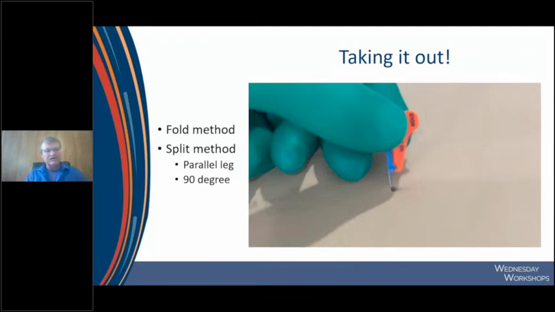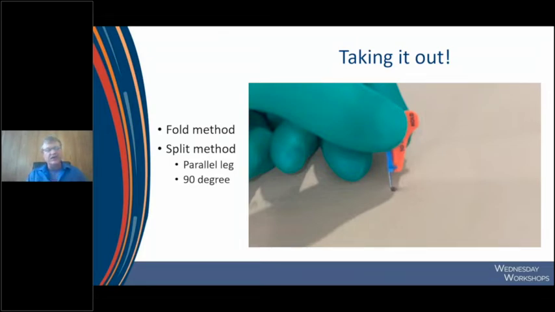So there's two ways to get it out. Everybody wants to know. There's a fold method and there's a split method. The fold method is simply doing the exact opposite of what we just saw in the video. You do it in reverse. You fold it, you hold traction across it, and you pull the feet through the exit site. Now, sometimes the patients are very sensitive and they may have a little bit of discomfort. Anytime they have any kind of discomfort, whatever you're doing, you stop, because it's not the device, it's the way you are using the device that's causing the discomfort.